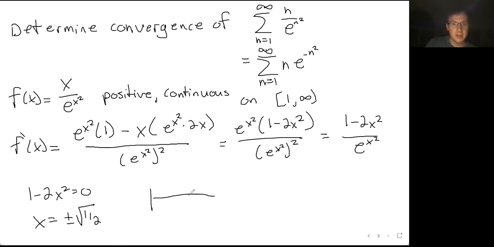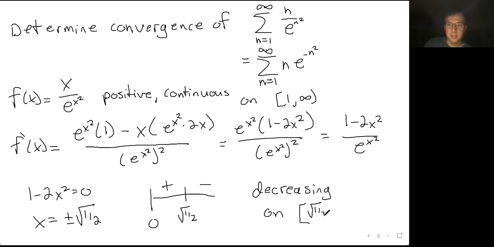And if we take just in the positive direction, so there's 0, square root of a half. If we test these points, then actually our derivative is positive here. So it is going up, but then after that, it's going down, and it's always going down. So this means that it's decreasing on the interval square root of a half to infinity.